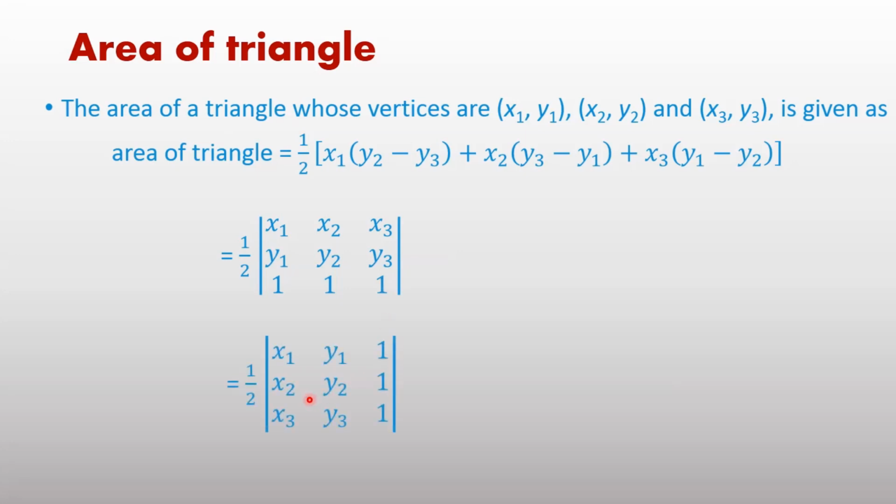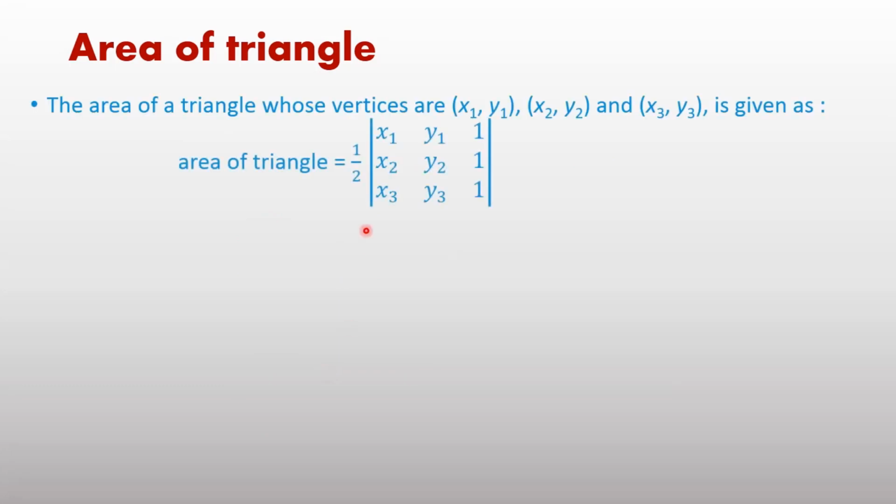The same result we can also write in this pattern, because both are transposes of each other. And already in the properties we covered that the determinant of a matrix is the same as the determinant of its transpose. It implies the value is the same. Any one of these two formulas you can apply in determinant form and we can find the area of the triangle.